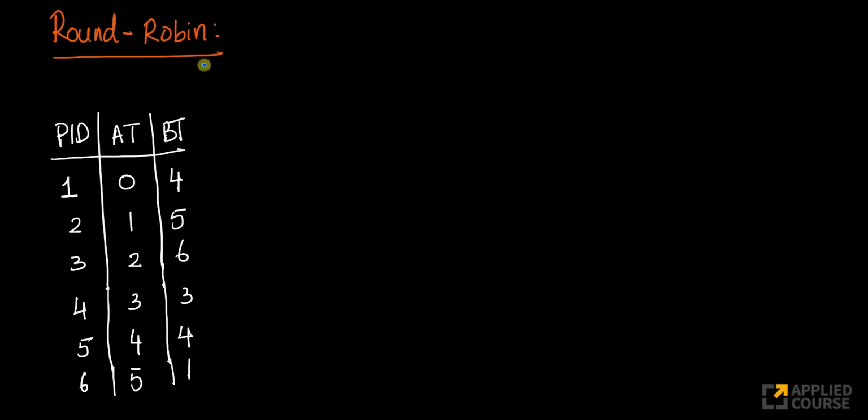So the next very popular scheduling algorithm is called the round robin scheduling algorithm. I'll explain this algorithm with an example, but before we go there, let's understand a couple of important concepts. Round robin, or RR as it is sometimes called, is a preemptive algorithm. It is also sometimes considered a preemptive first come first serve.